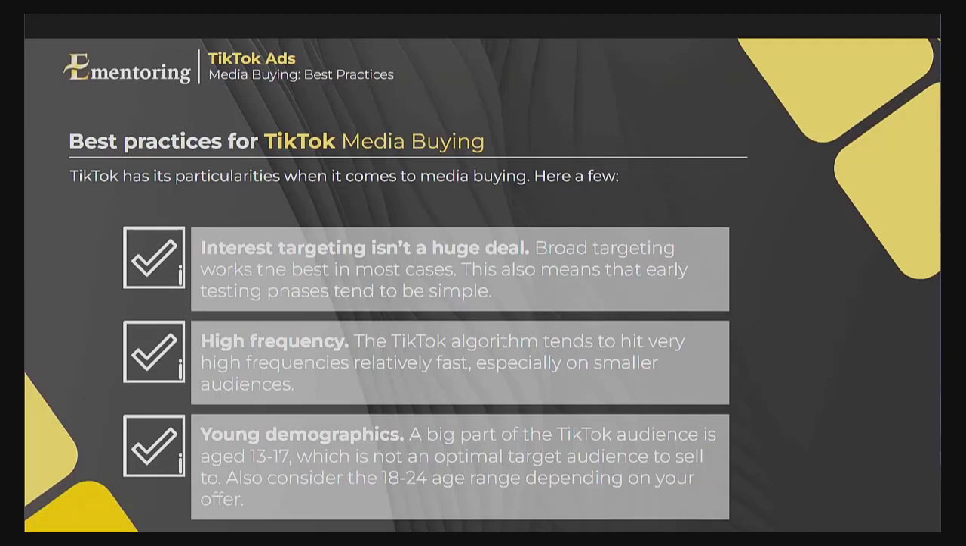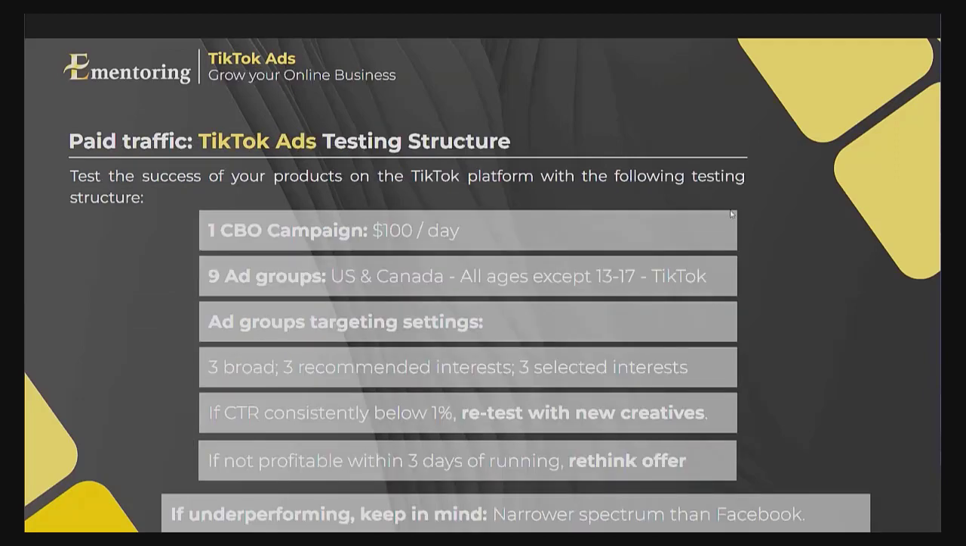And now, in terms of the strategy itself, I'm going to suggest a strategy here for testing, which is a very simple framework that reflects these points that I just made about TikTok. No big deal about interest targeting. You just want to have an idea before you really invest any more into the platform.